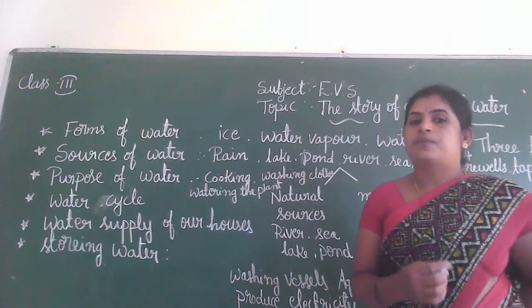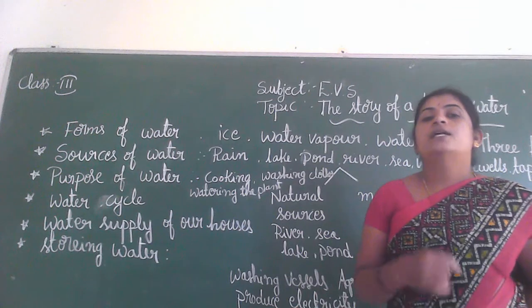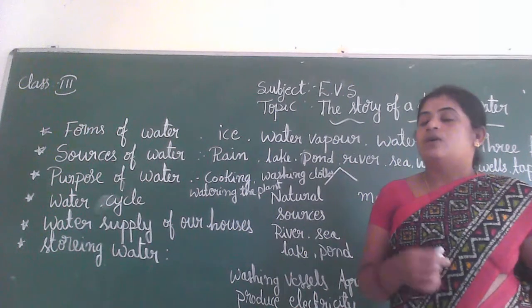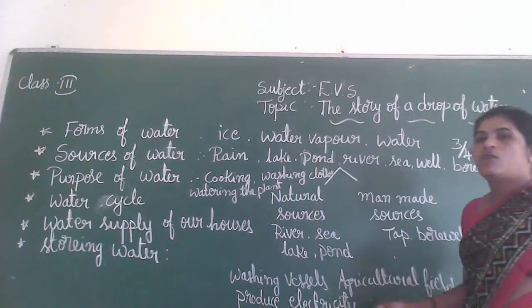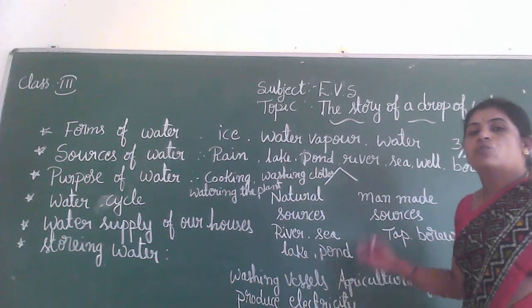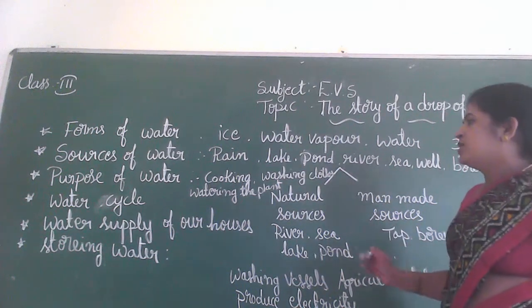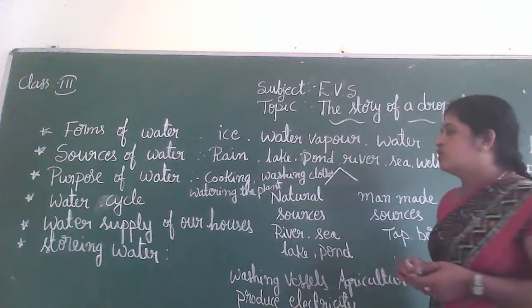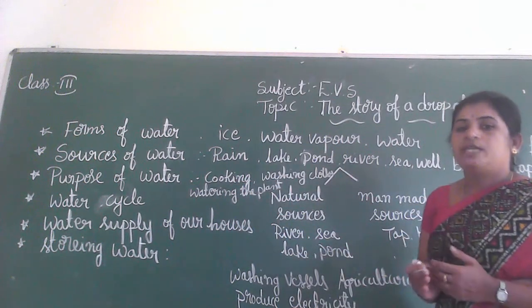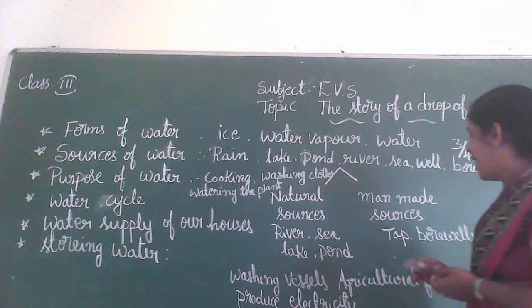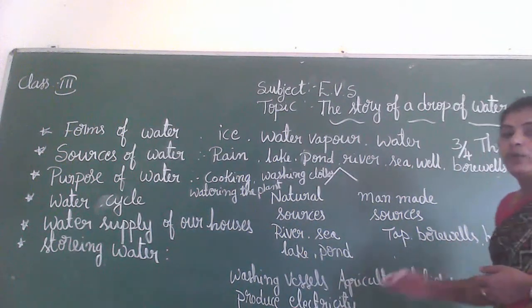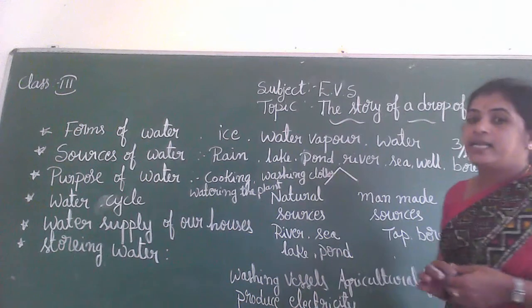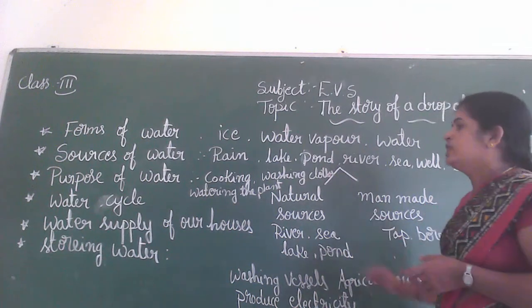Some industrial purposes, using water for some industrial. So these are the purposes of water, using the water for so many purposes. See, children, in our houses we use it for cooking, washing clothes, watering the plants, and washing vessels. And in the agricultural field, to produce electricity, and the industrial area also uses water.